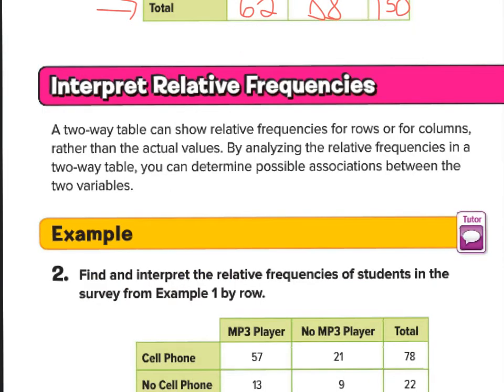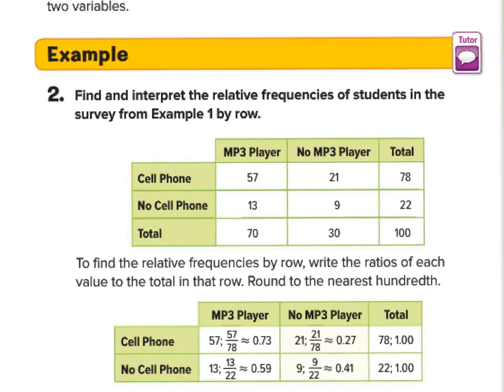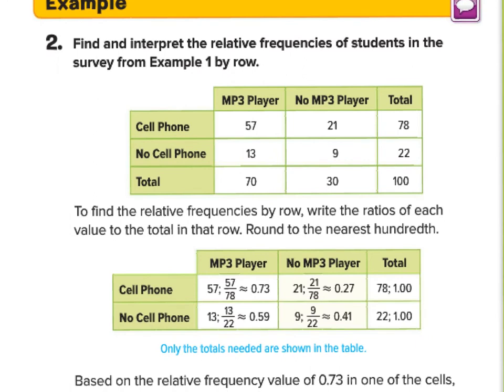So as you can see, it's really important to be able to interpret data and infer and fill in the missing numbers that are often not given, but we are able to find. So, interpret relative frequencies. A two-way table can show relative frequencies for rows or for columns, rather than the actual values. By analyzing the relative frequencies in a two-way table, you can determine possible associations between the two variables, essentially determining percentages, likelihood, and whatnot. So let's practice that here in example 2.